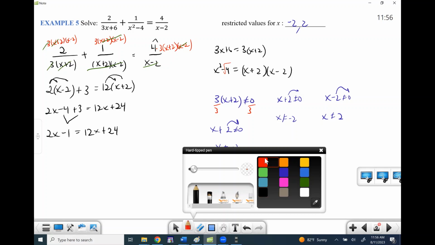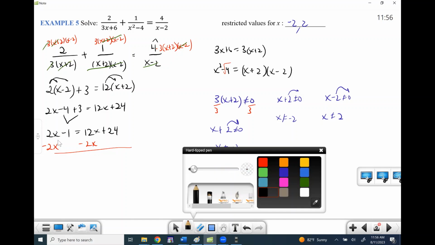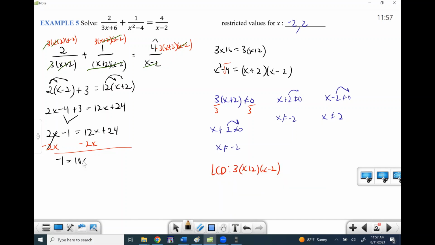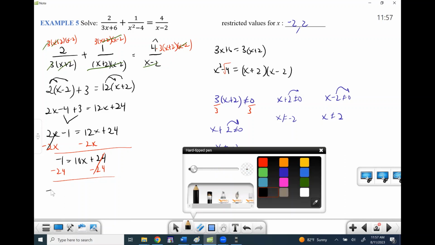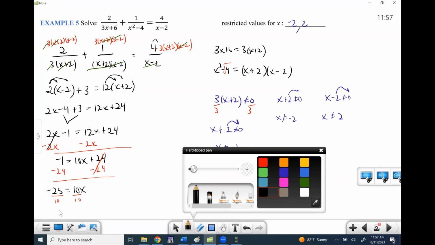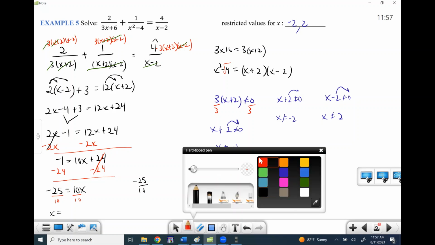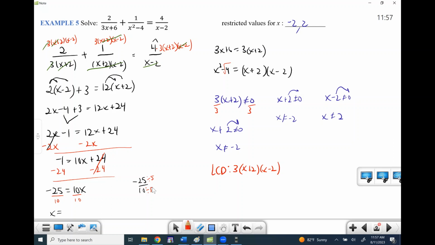All right, we're going to move the smallest variable. So I'm actually going to subtract 2x just to keep my numbers positive. So we'll take away 24 from both sides to try to isolate the x. So we get -25. And then we'll divide by 10. X equals, now if you have -25/10, the common factor would be 5. So we're going to divide through by 5s, which will get us -5 halves.